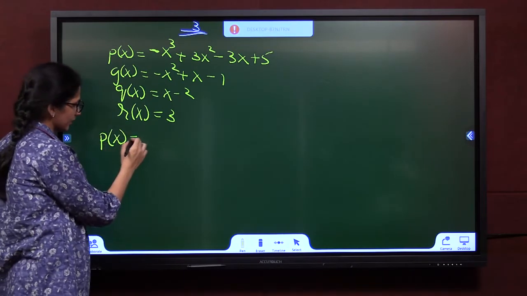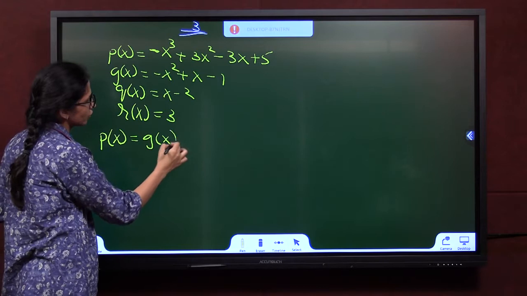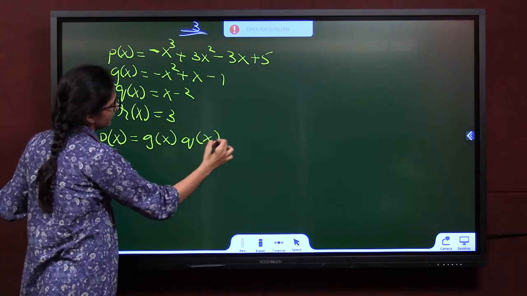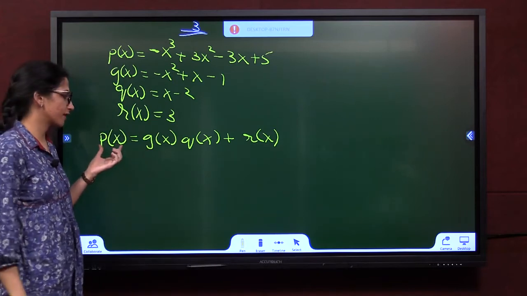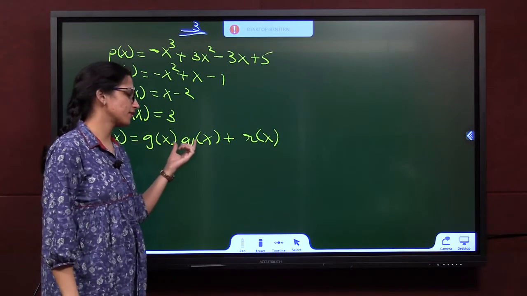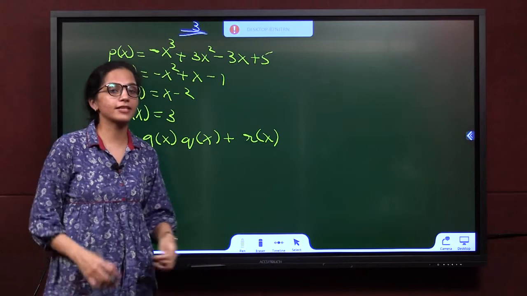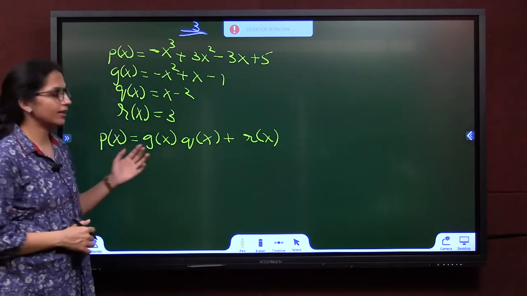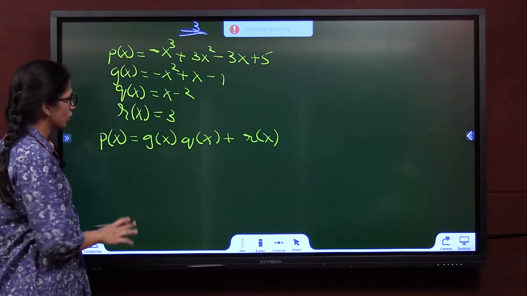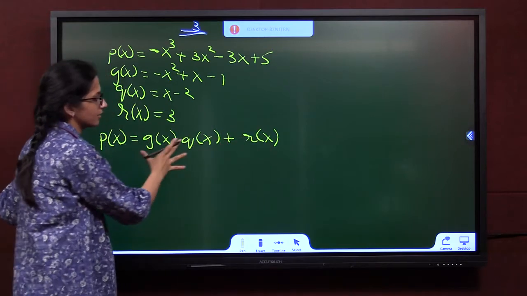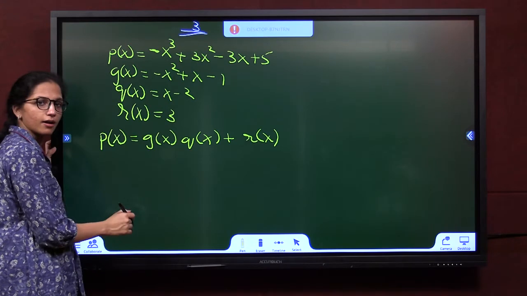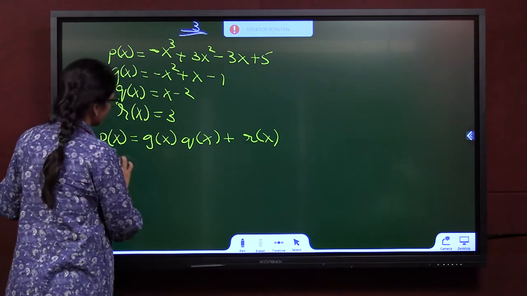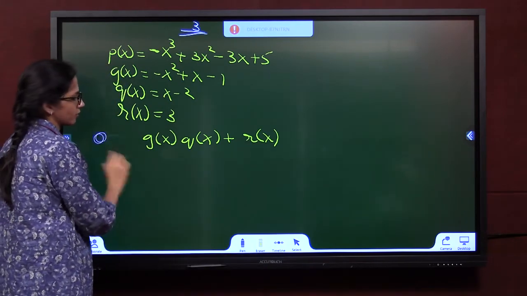P of x is equal to g of x into q of x plus r of x, where P of x is the dividend, g of x is the divisor, q of x is the quotient and r of x is the remainder. So you have to get LHS equals RHS, that's all. Or you can start from this RHS side, solve and go. If you get P of x, you get your answer. So we'll start with this. We'll see whether we get P of x, okay?